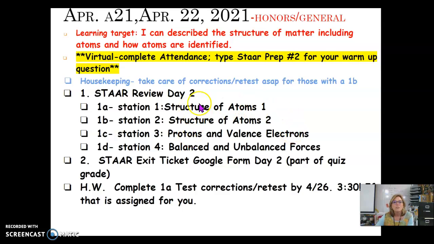You're going to have 2 stations that go over the structure of atoms. You'll have 1 station that goes over protons and valence electrons, and then we need to do 1 other station back with our physics stuff about balanced and unbalanced forces. You'll have an exit ticket at the end of class today that's due by midnight, and it's going to be made up of 5 questions. And again, make sure you take care of test corrections.